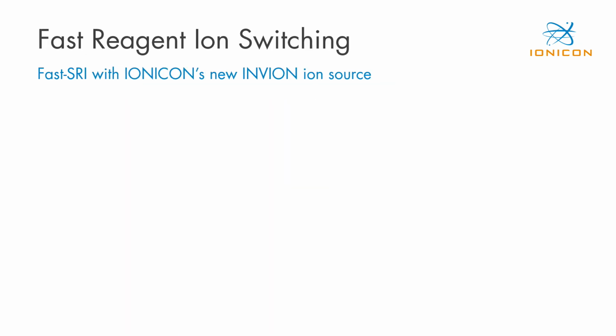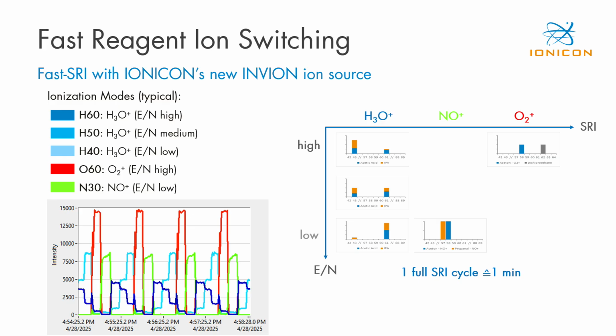Let's take a closer look at the ion source. As already mentioned, we can cycle very fast through the reagent ions. This slide shows a typical ionization pattern we use in the VOCentinel. Starting with ionization in H3O+ mode, we ramp the electric field strength in the reactor. Then, we switch to O2+ ionization at high field strength, followed by NO+ at low field strength. This complete cycle takes about 1 minute and is then repeated over and over again.